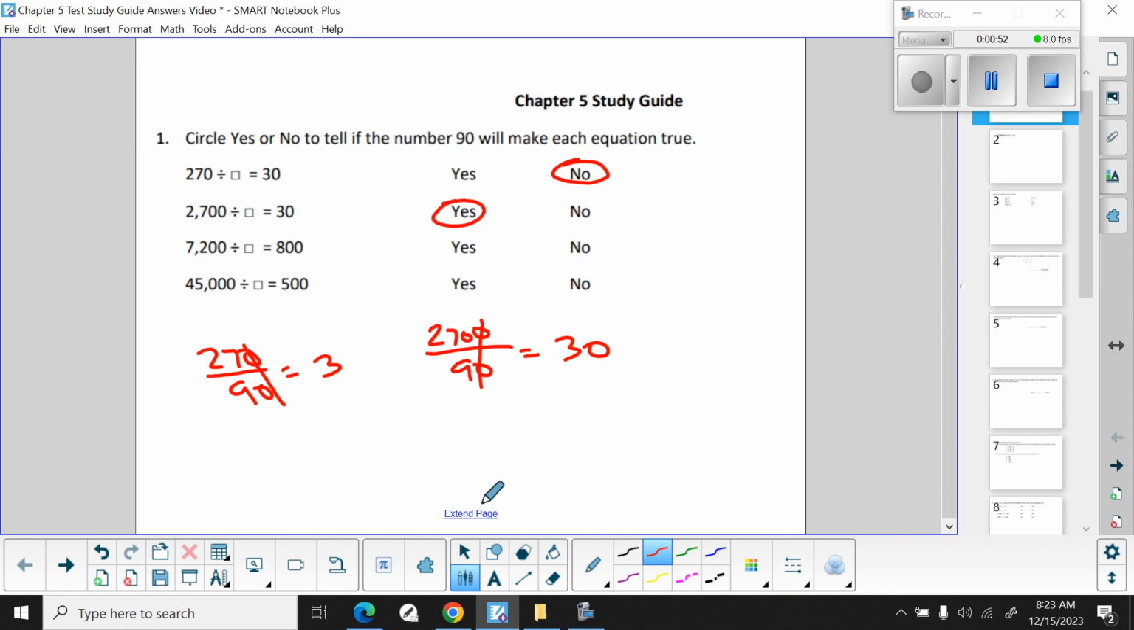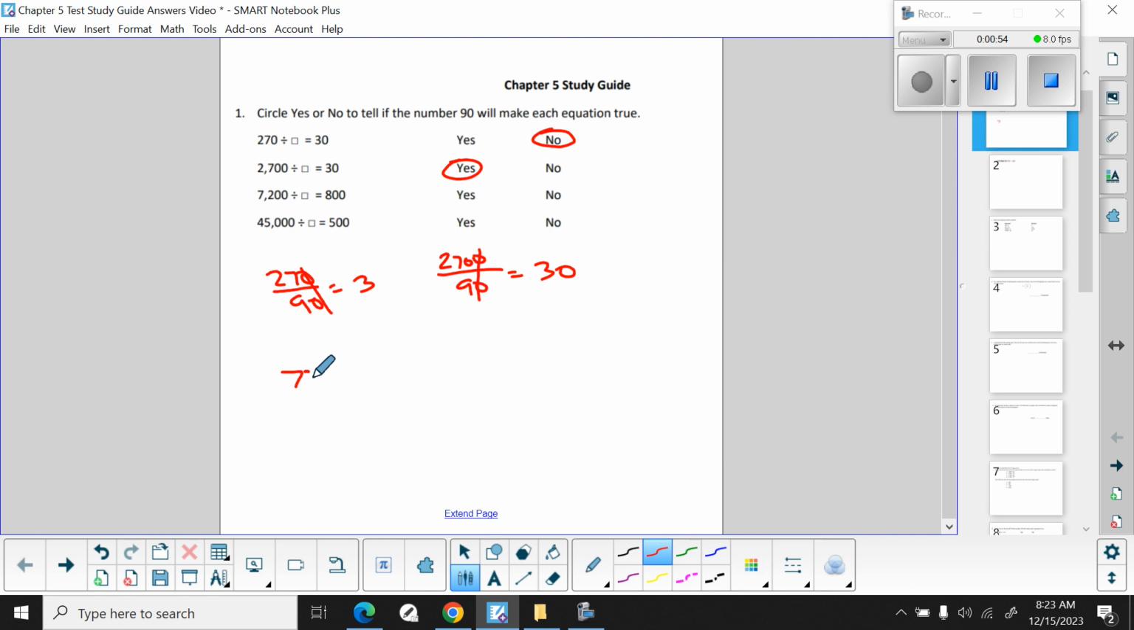The third one, 7,200 divided by 90. Okay, well, that's the same as 720 divided by 9, so that would be 8 with a 0 at the end, 80. So 7,200 divided by 90 is not 800, it should be 80, so that's a no.